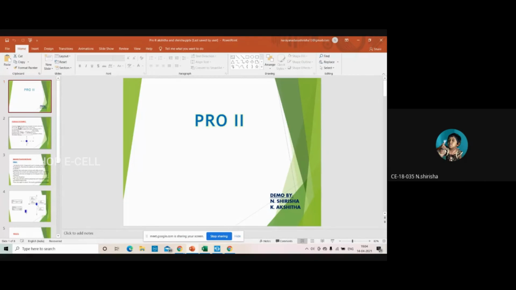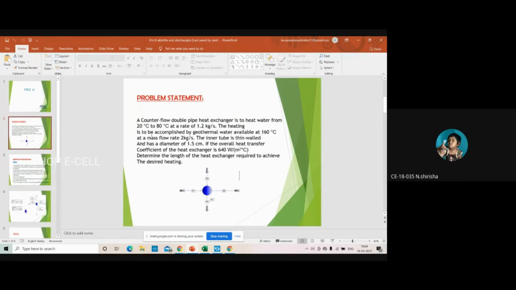We are presenting a simulation software. We have chosen a problem from our textbook so that we are aware of the basics, without going to higher knowledge. A counterflow double pipe heat exchanger is to heat water from 20 degrees centigrade to 80 degrees centigrade at a rate of 1.2 kg per second. The heating is to be accomplished by geothermal water available at 160 degrees centigrade and a mass flow rate of 2 kg per second. The inner tube is thin walled and has a diameter of 1.5. The overall heat transfer coefficient of the heat exchanger is 640. So we determine the length of the heat exchanger required to achieve the desired heating.